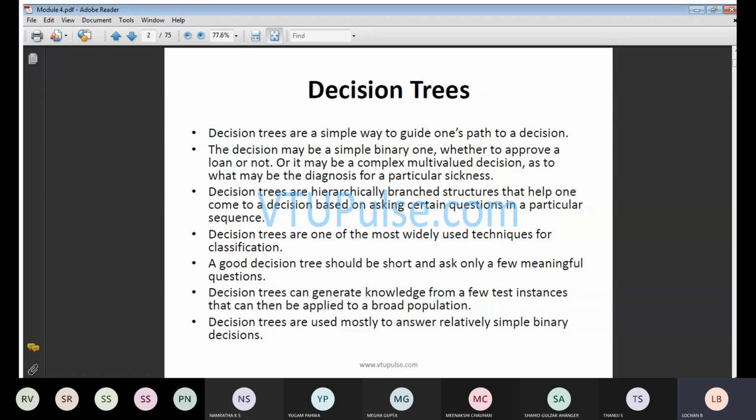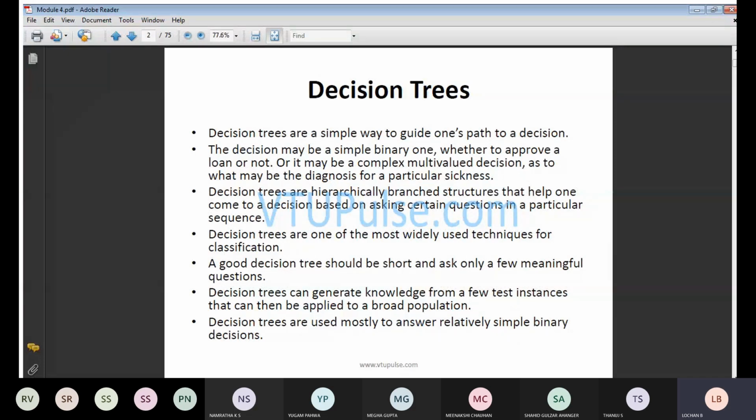Okay. Decision trees can generate knowledge from a few text instances that can be applied to broad applications. So we need to have knowledge with respect to that particular part. For example, if you want to write a query with respect to your RDBMS concept, you need to have knowledge of your DBMS concept.